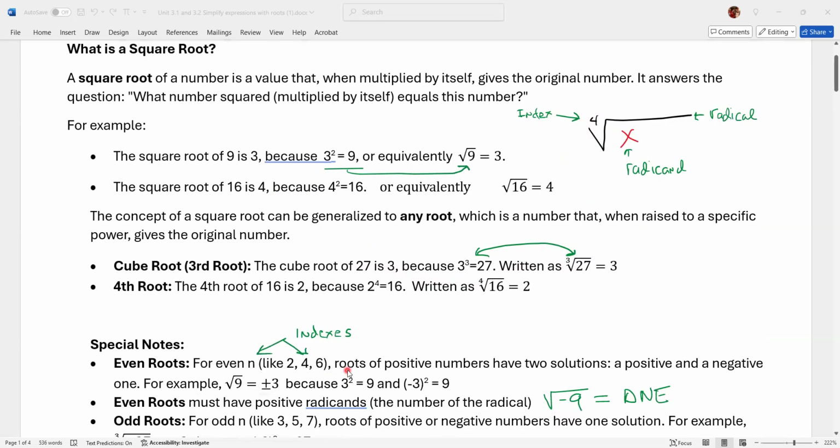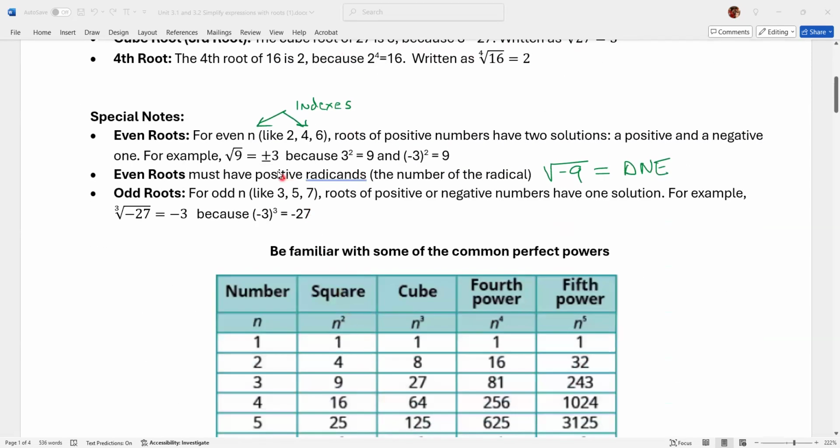Okay. So a couple notes to be aware of for an even index. Okay. So the index is a square root, fourth, sixth, eighth, so forth. There's two solutions, a positive and a negative. So for example, the square root of 9 is really not just 3, it's 3 and minus 3, or plus or minus 3, because if I square a negative number, a negative times a negative is a positive. And a positive square, of course, is a positive.